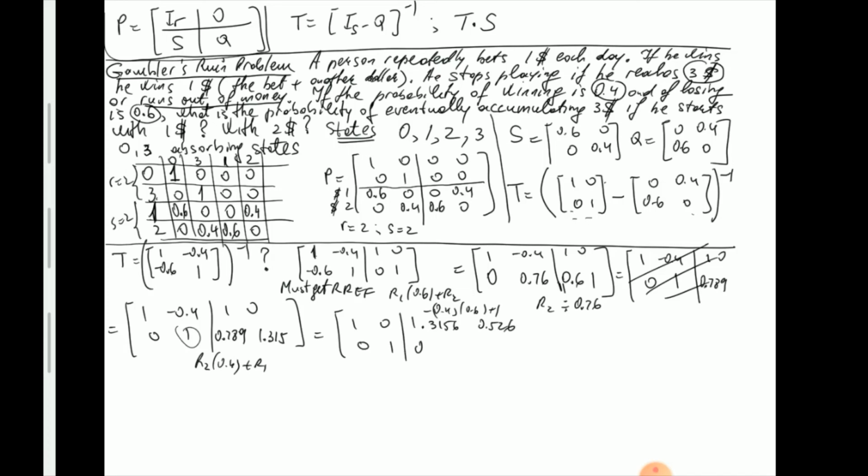Then 0.789, 1.315. Please make sure you run out these computations with the calculator just to see where it comes from. But anyway, this is going to be the inverse of this matrix. So that means the fundamental matrix is 1.3156, 0.526, 0.789, 1.315.